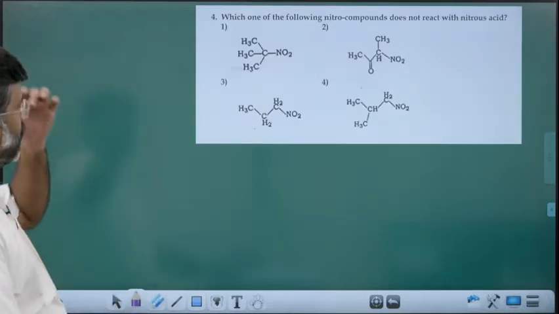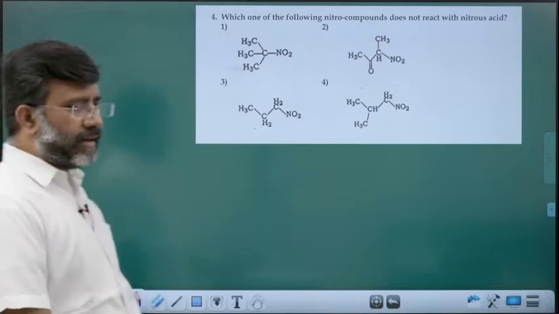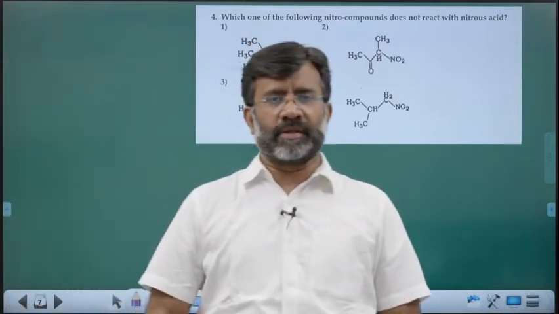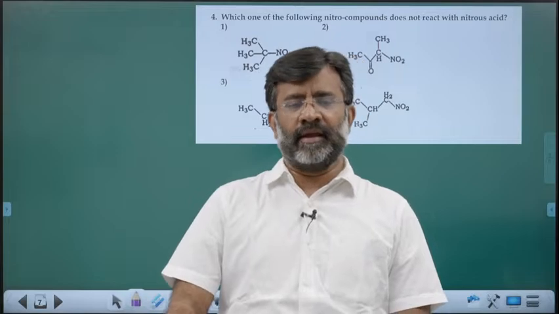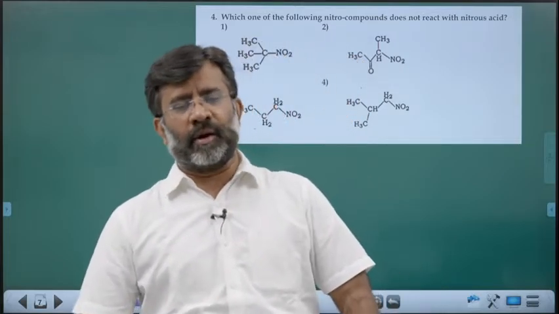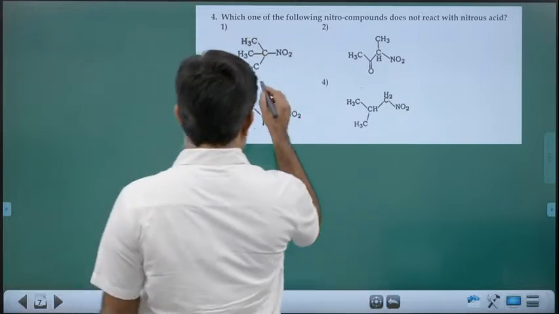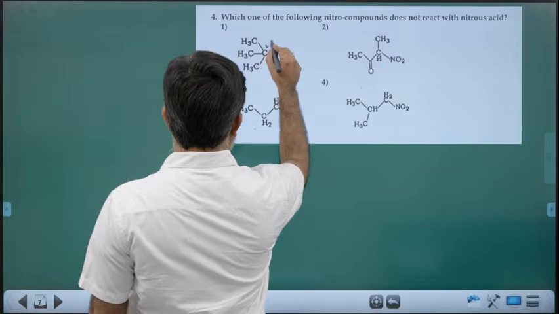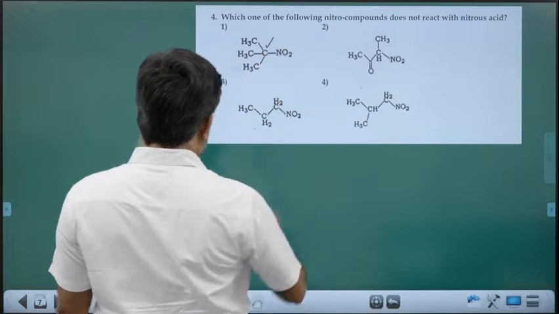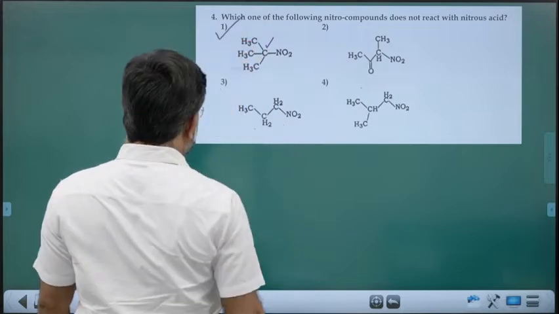Which one of the following nitro compounds does not react with nitrous acid? With nitrous acid, primary and secondary nitro compounds can react, but not tertiary. A tertiary nitro compound cannot react with nitrous acid because the reaction requires the presence of alpha hydrogen. This one does not have alpha hydrogen, and this is the answer which will not react.